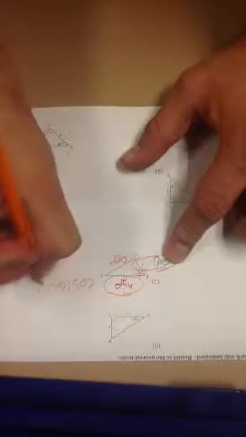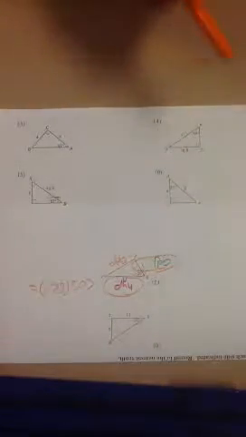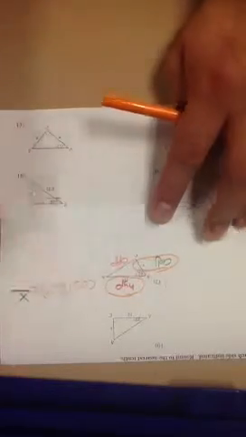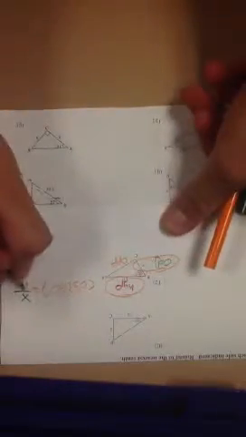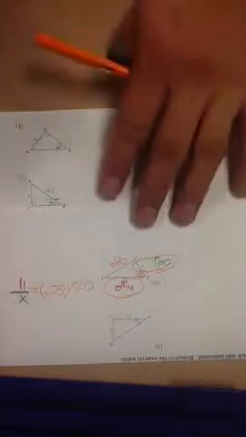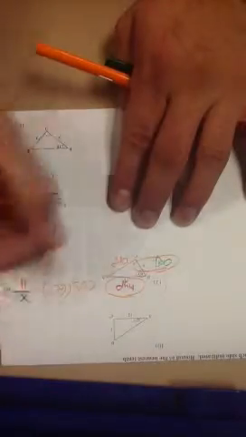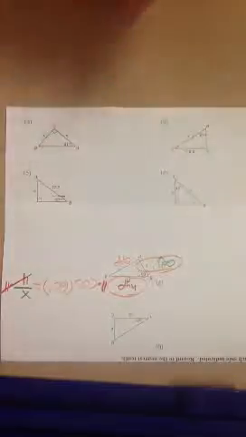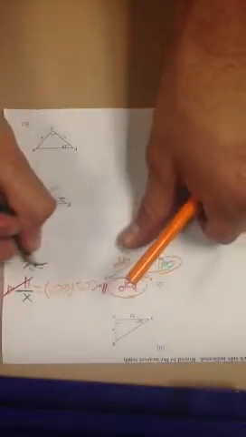Specifically, the cosine of 60 degrees is going to be equal to x, my unknown, the adjacent, over the hypotenuse, which is 11. From here, we need to get x by itself, so let's multiply both sides by 11. Those 11s cancel, and I'm left with x is equal to 11 times the cosine of 60 degrees.